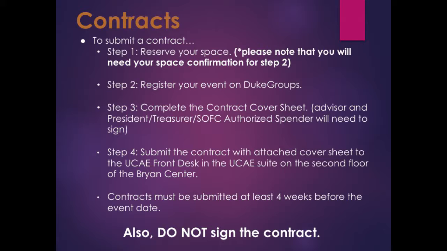Register your event on Duke Groups. Complete the contract's cover sheet located on the UCAE website. If there are changes that you want made to the contract, please submit the changes on a separate document and do not write directly on the contract. Submit the contract with attached cover sheet to the front desk in the UCAE Administrative Suite on the second floor of the Bryan Center.